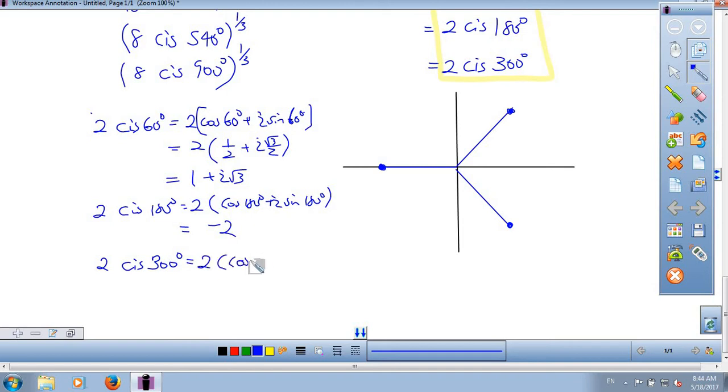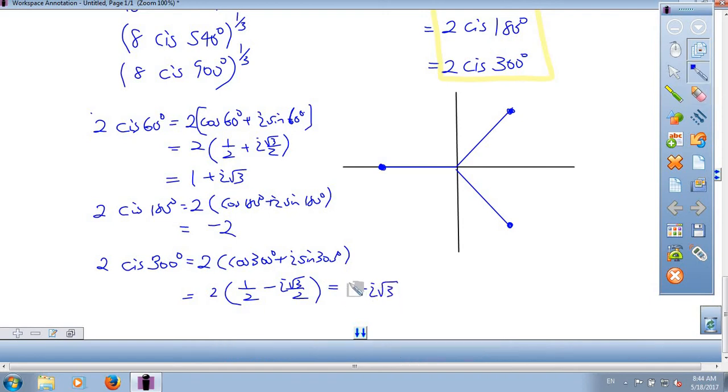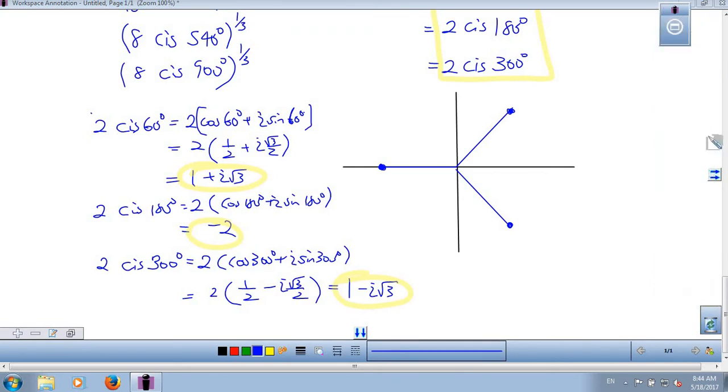Alright, what about this one? The last one, 2 cis 300 degrees, is 2 times cosine of 300 degrees plus i sine of 300 degrees. Cosine of 300 degrees is still 1/2, but i sine of 300 degrees is negative, negative i square root 3 over 2. So when we multiply by 2, it will become 1 minus i square root 3. As you can see, those two numbers are complex conjugates, and it makes sense. So we have 3 roots: 1 minus i square root 3, -2, and 1 plus i square root 3. Those are the answers in polar form, and these are the answers in rectangular form.